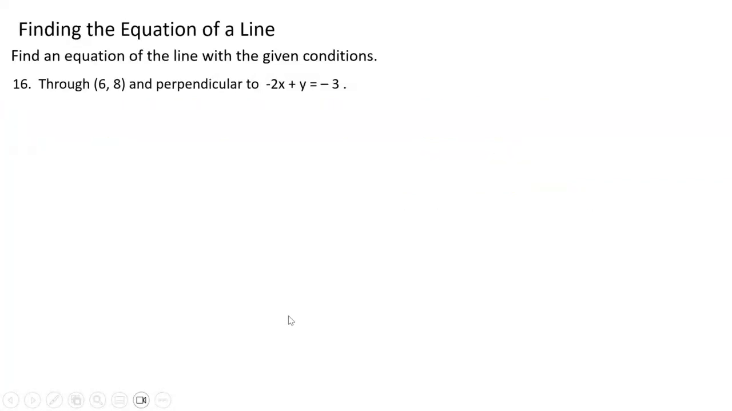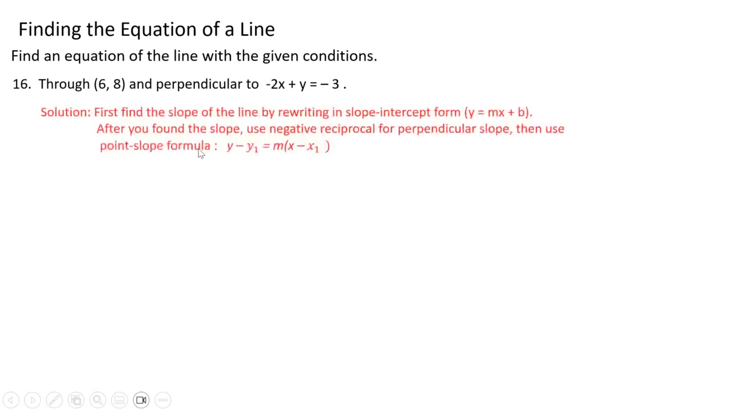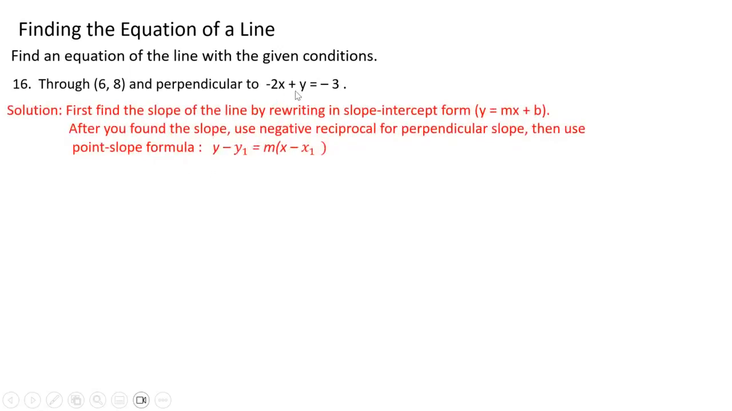Now the previous one was parallel. Now this is perpendicular. And I believe they went over the perpendicular slopes in the week 2 Friday Happy Hour PowerPoint. In this case, we're going to follow the same procedure as we did for number 15, the previous slide. But once we find the slope, we have to use the opposite reciprocal, which I'm going to show you once we get the slope.